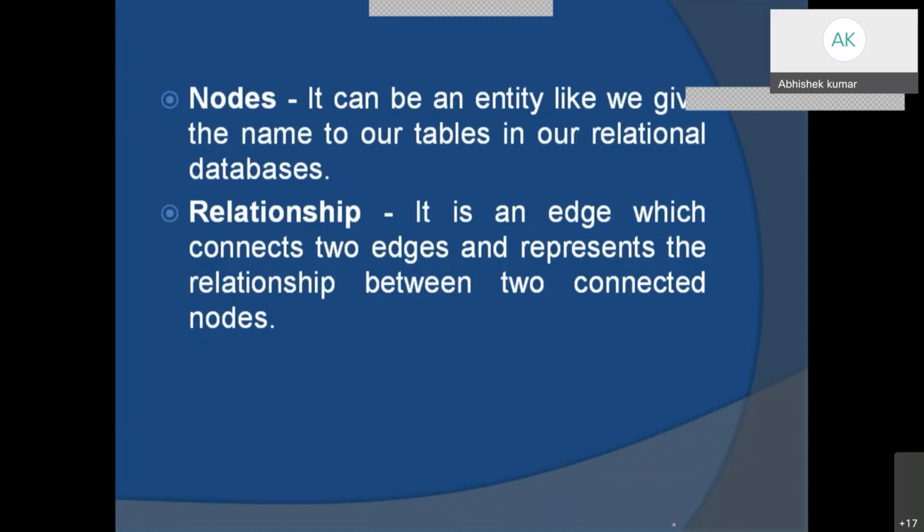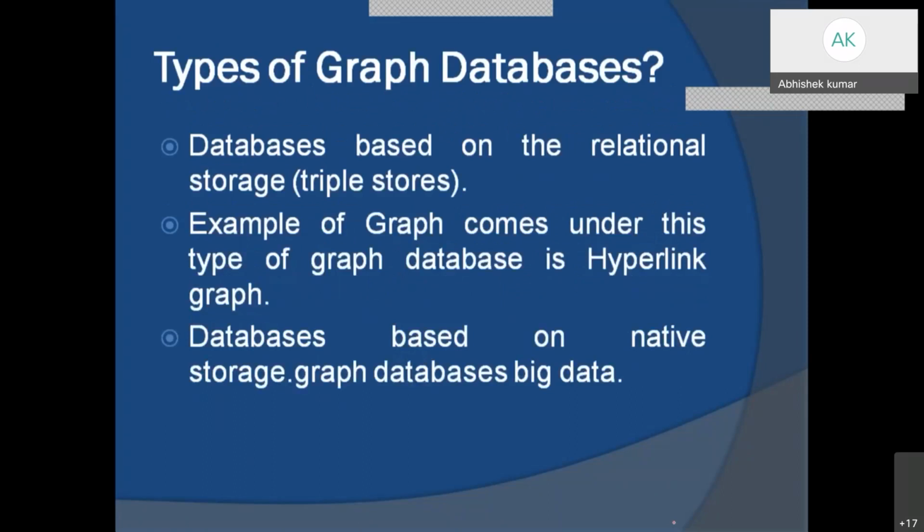To start with, in the context of big data analytics, I'll let you know how it is done and how algorithms are executed in big data analytics. We will see it one by one. First of all, we will go through the types of graph databases. Fine. So, databases based on relational storage.